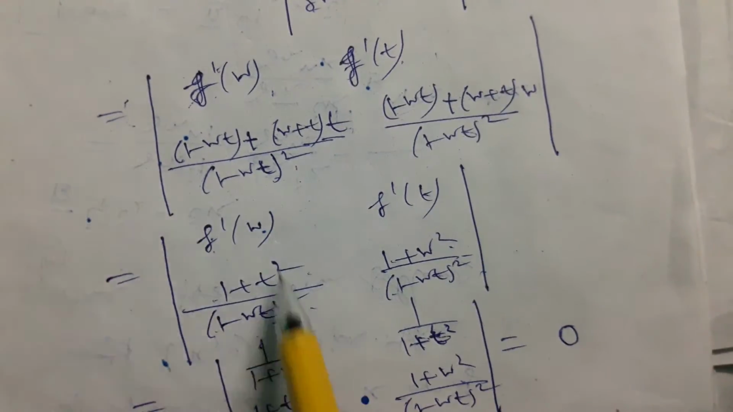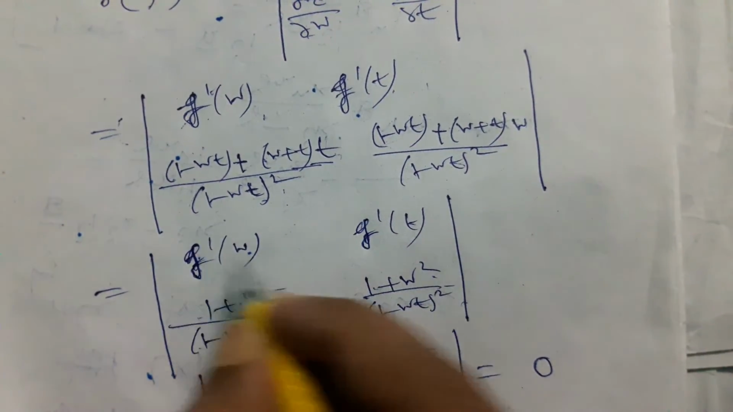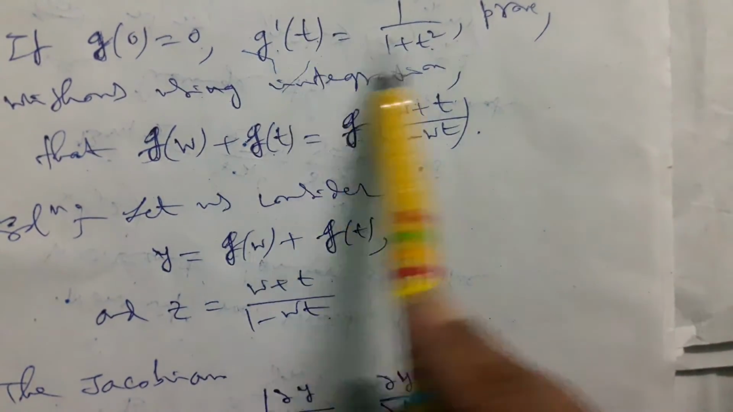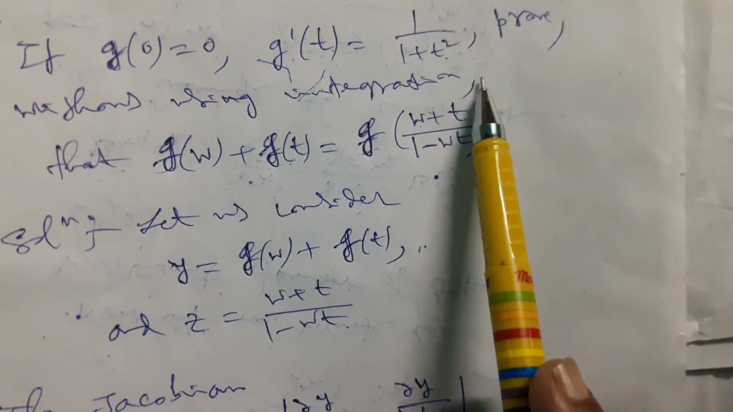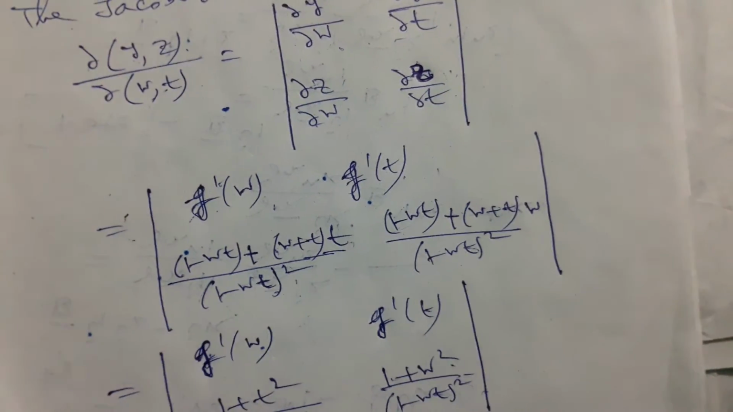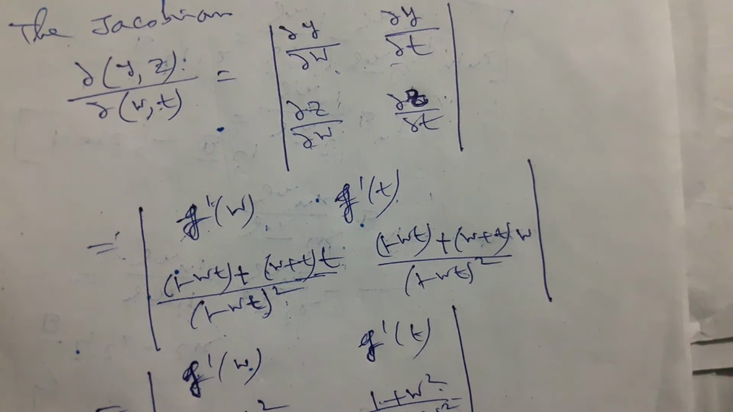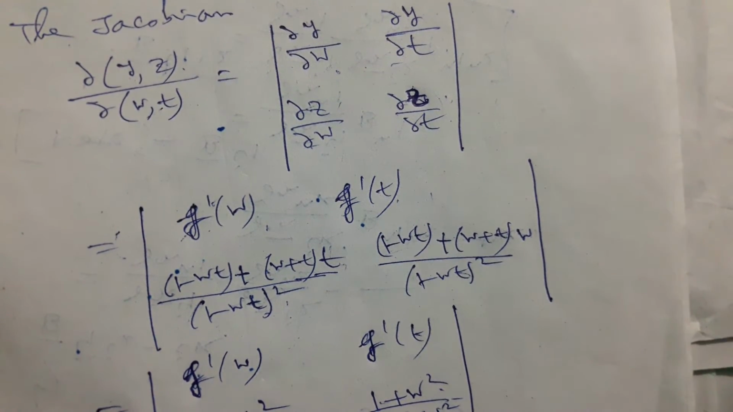Here (1 plus w square) by (1 minus wt) whole square. Now we are using the property, here it is g dash w and g dash t. Substituting the value of g dash w from the given conditions, g dash w is 1 by 1 plus w square. We substitute it, so it will be 1 by 1 plus w square, and g dash t will be 1 by 1 plus t square, and here it will be the same.